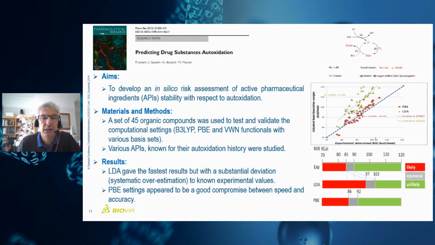Regarding stability, this is a study we've done a few years back with Sanofi, and they wanted to develop an in silico risk assessment of API stability with respect to auto-oxidation, that is the hydrogen abstraction. That's when you see in the top right corner here, your compound loses the proton, and there is an abstraction of a hydrogen, and that has consequences on the stability of the compound. And this happens due to interaction with the excipient in which it is mixed.